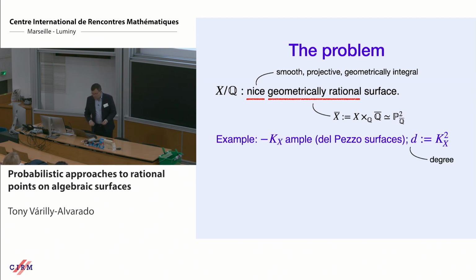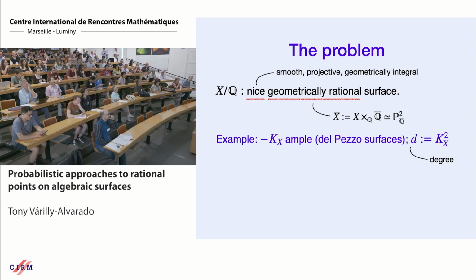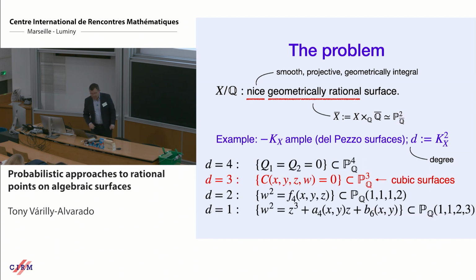An example of this is nice surfaces that have ample anticanonical class. These are called del Pezzo surfaces. Their main discrete invariant is their degree, which is the self-intersection of the canonical class. If you haven't seen these things before, this might not mean a whole lot, so let me give you some concrete examples. This number d ranges from 1 through 9, and it roughly gives you a geometric classification of these surfaces. Let me show you what happens in low degree, because these are the interesting cases in terms of arithmetic.